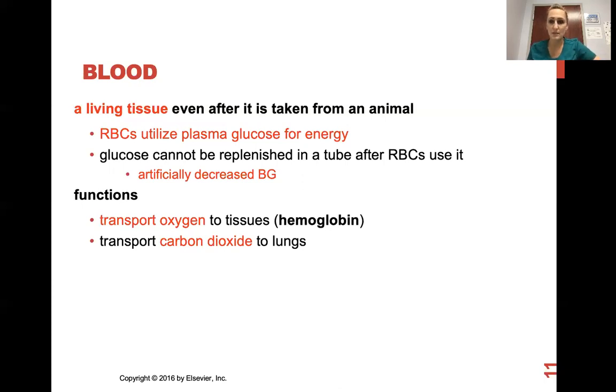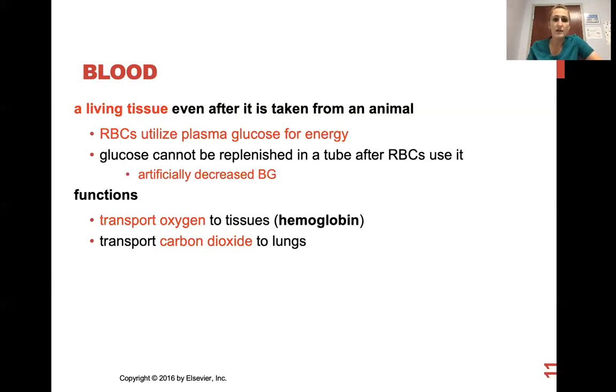Therefore, if you forget to spin a blood sample or you let it sit too long without spinning down, it can artificially decrease the blood glucose because the red blood cells are eating it up and using it for energy. So it's really important to not let blood sit. Those set amounts of time are there for a reason, and we need to make sure that we spin things down as they are supposed to be done.